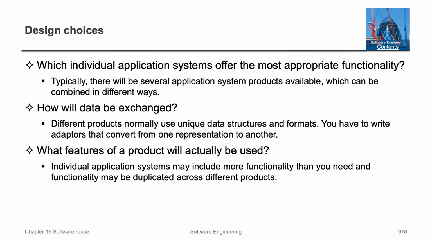For design choices, which individual application systems offer the most appropriate functionality? Typically, there will be several application system products available, which can be combined in different ways. And then, how will the data be exchanged? Different products normally use unique data structures and formats. You have to write adapters that convert from one representation to another. And finally, what features of a product will actually be used? Individual application systems may include more functionality than you need, and functionality may be duplicated across different products.